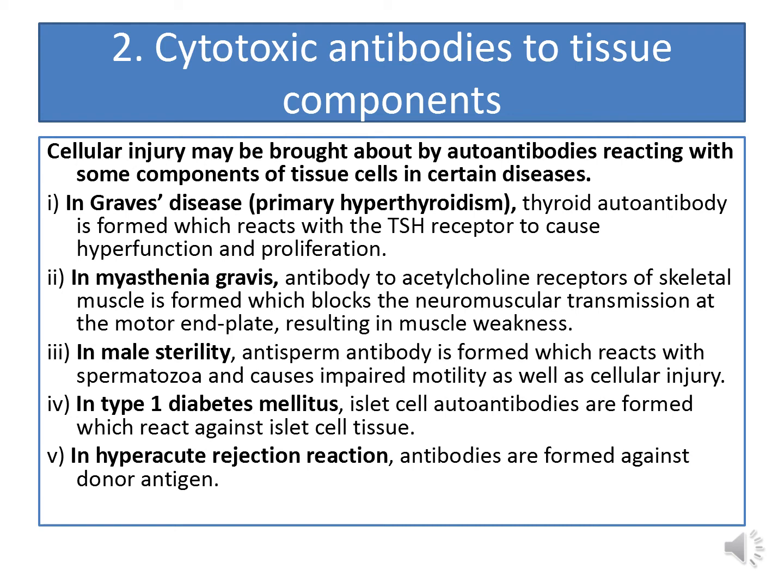In male sterility, anti-sperm antibodies are formed which react with spermatozoa and cause impaired motility as well as cellular injury. In type 1 diabetes mellitus, islet cell autoantibodies are formed which react against islet cell tissue. In hyperacute rejection reaction, antibodies are formed against donor antigen.